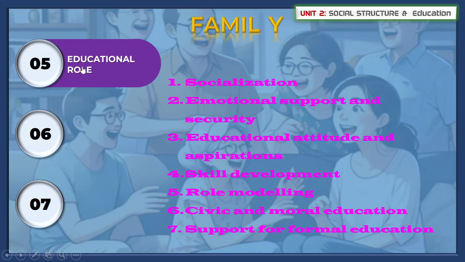The family is often regarded as the primary social unit and plays a crucial role in the education of individuals. Its educational functions extend beyond formal schooling and encompass a wide range of experiences that shape a child's development, values, and behavior. Here are some of the educational roles of families.